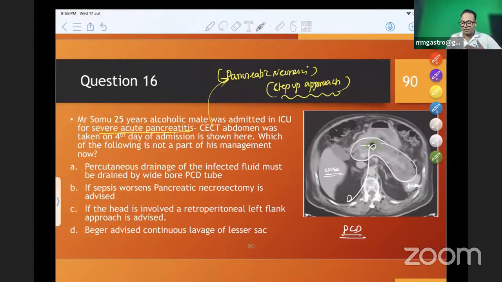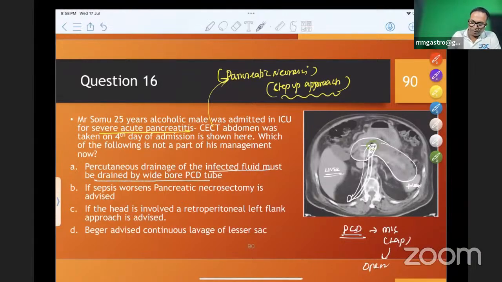If sepsis worsens, then through the percutaneous tract, I will open that tract and remove the necrosis. If it is still bad, I will do minimally invasive surgery like laparoscopy, or I will go for open surgery. So this is the question. Percutaneous drainage of the infected fluid must be done by a PCD tube. That is correct. Which is not a part of management? If sepsis worsens, I should do necrosectomy.